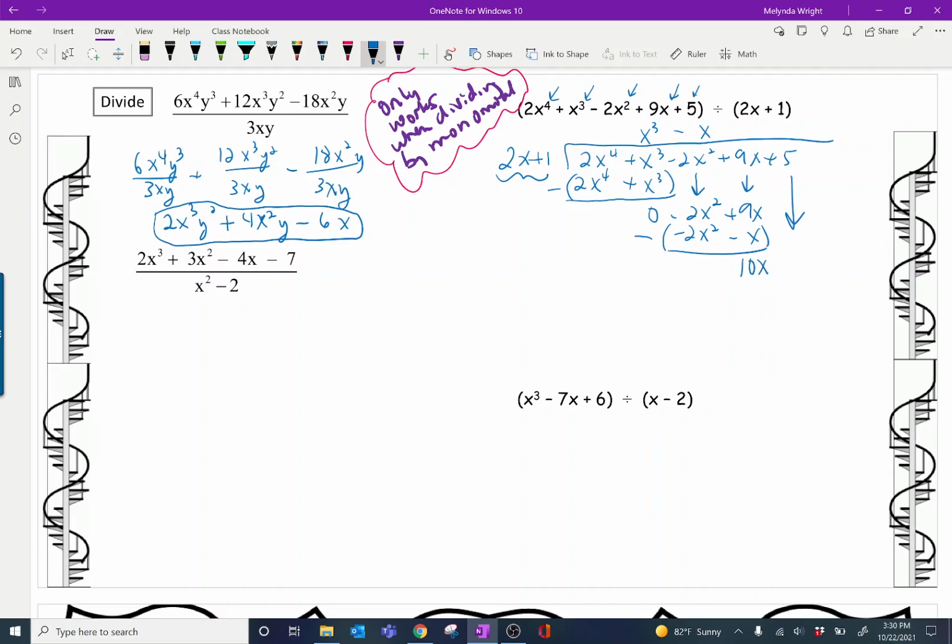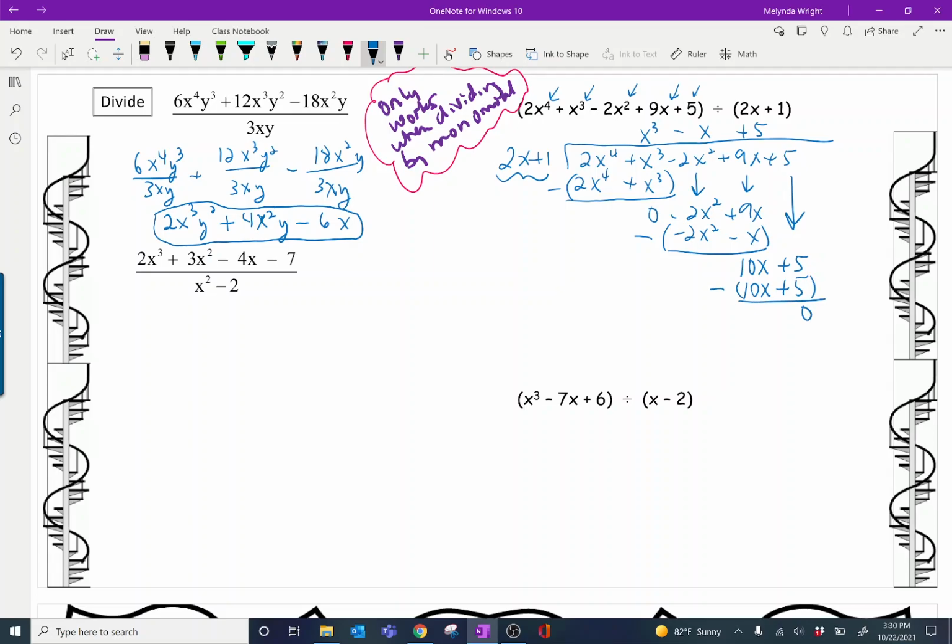Now we bring the other number down. Okay, great, we're doing good. Let's keep going. So 2x goes into 10x 5 times. So 5 times 2x is 10x. 5 times 1 is 5. Oh, look at that. We don't have a remainder.